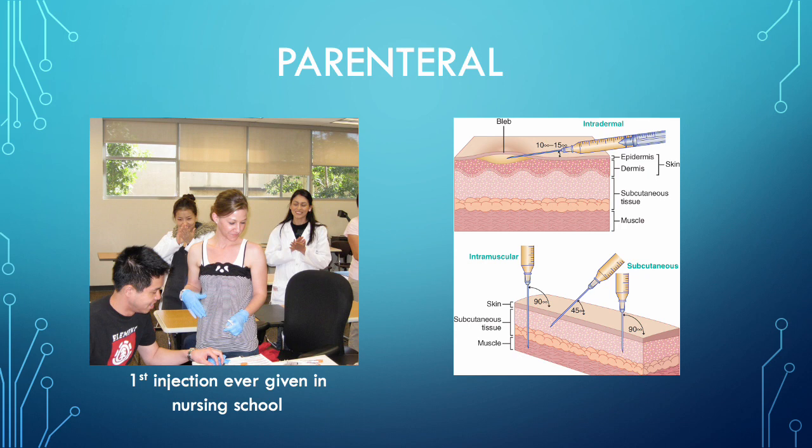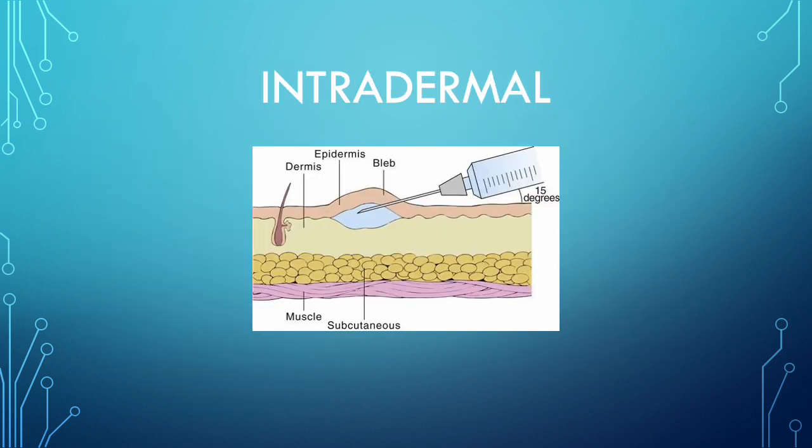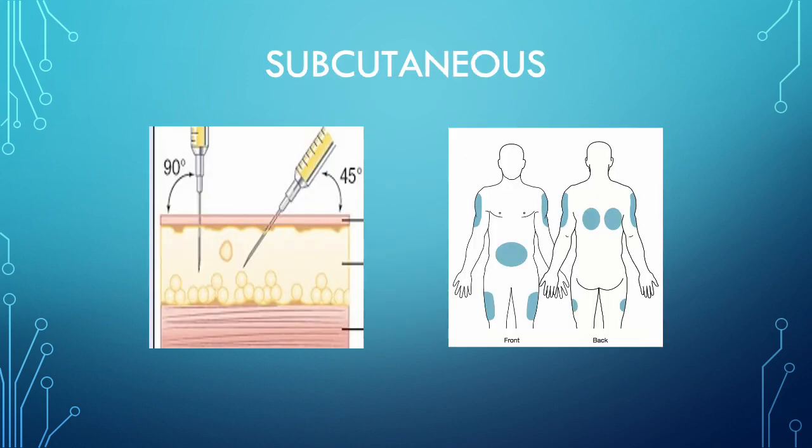On the left, that is a photo of me giving my very first injection in nursing school ever. This is an example of an intradermal injection. Intradermal meaning it goes below the epidermis, but it's above the subcutaneous and dermis. We use what we call a 1 ml tuberculin syringe, and this is most commonly utilized for doing our TB testing.